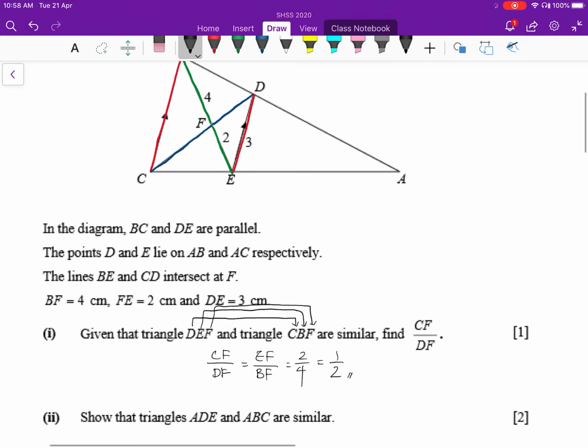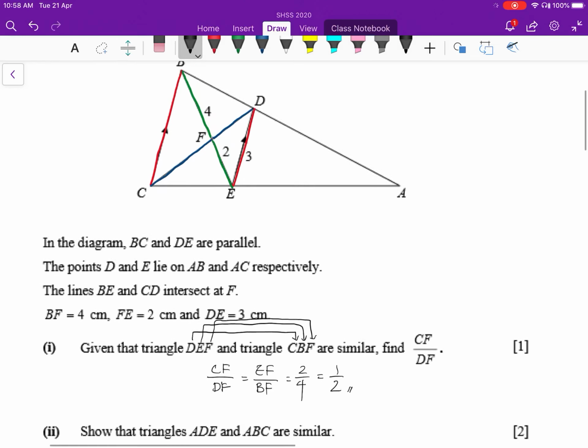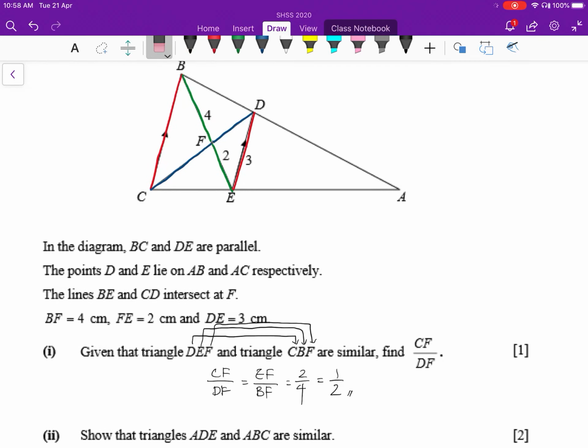Let's go to part 2. Show that triangles ADE and ABC are similar. ADE is this red triangle over here. Show that this red triangle over here is similar to ABC, which is this green color triangle over here.